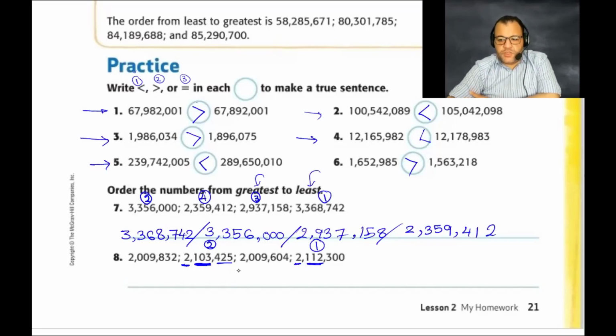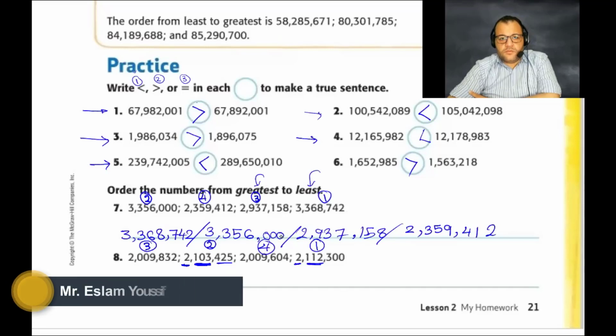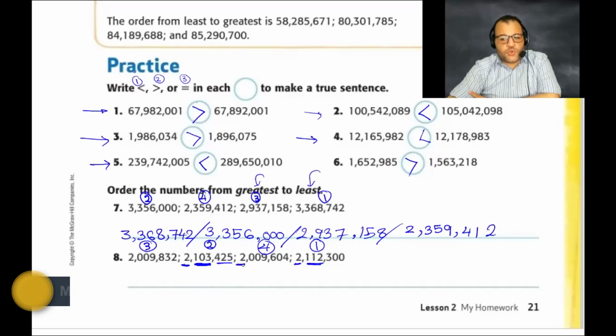So we need the next one. What is the next one? We just divided into periods to make it easy for reading. So which one would be the next one? 2,000,000. 9,000. Yes. 9,832. Yes. The last one, can you read the last one, please? 2,900. No, not 2,000. Just read the first million period. 2,000,000. The next period is 9,000. Yes, the last is 604. Perfect.